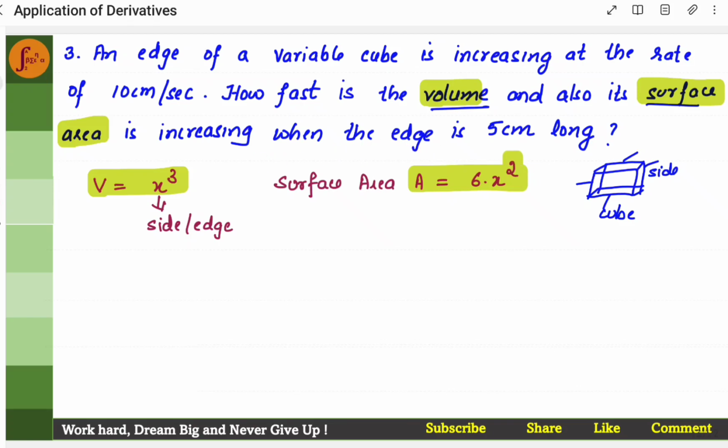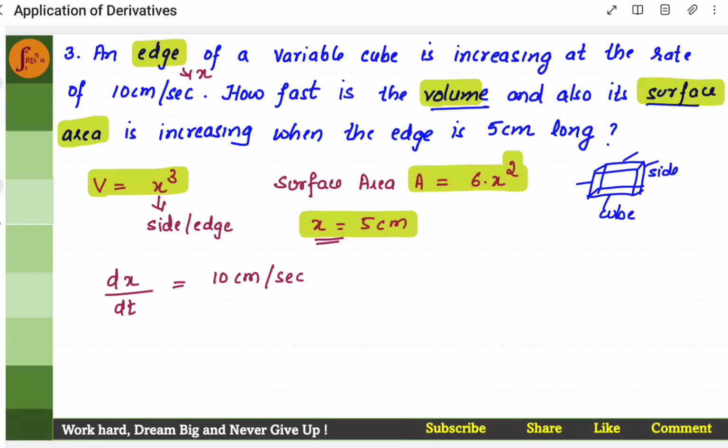Now, what is it that we have to find? When the edge is 5 centimeter, that means x is 5 centimeter. And the edge of the variable cube is increasing at the rate of 10 centimeter per second. Edge of the cube, that means x. X is increasing at the rate of 10 centimeter per second, which means dx with respect to time, because there is time given here, right? dx by dt is 10 centimeter per second.